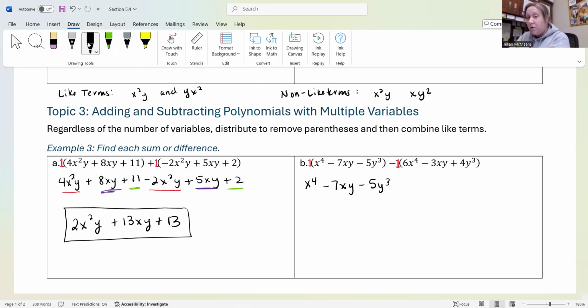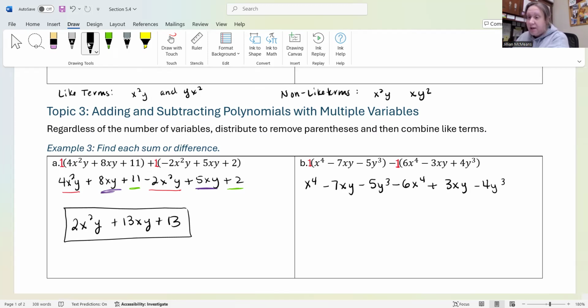My second polynomial, though, is being subtracted. And in order to subtract all of those terms, we distribute a negative 1. So negative 1 times 6x to the fourth is minus 6x to the fourth. Negative 1 times negative 3xy becomes positive, or plus 3xy. And negative 1 times 4y to the third becomes minus 4y to the third.